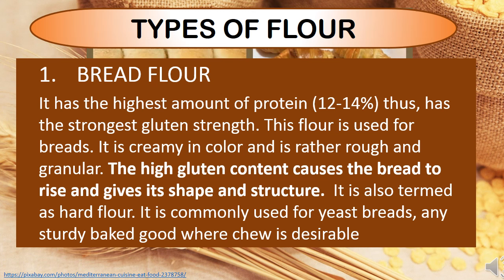Types of flour. First is bread flour. It has the highest amount of protein, around 12 to 14%. Thus, it has the strongest gluten strength. This flour is used for breads. It is creamy in color and is rather rough and granular. The high gluten content causes the bread to rise and it gives shape and structure. It is also termed hard flour. It is commonly used for yeast breads and any sturdy baked good where chew is desirable.